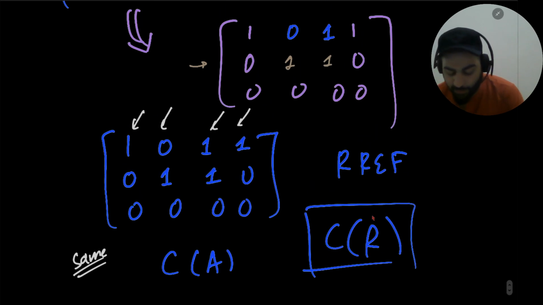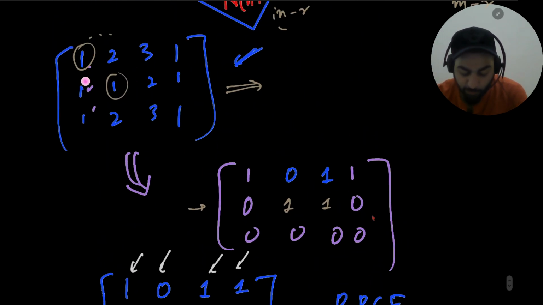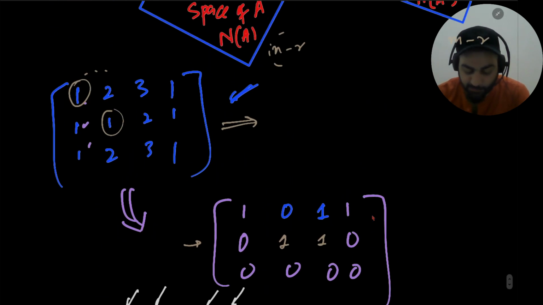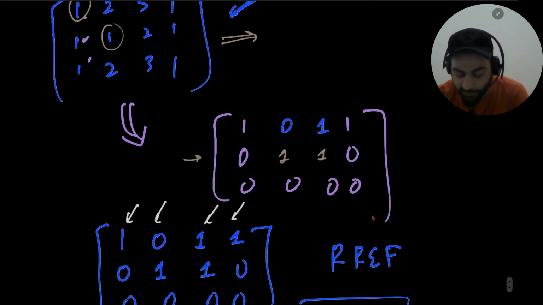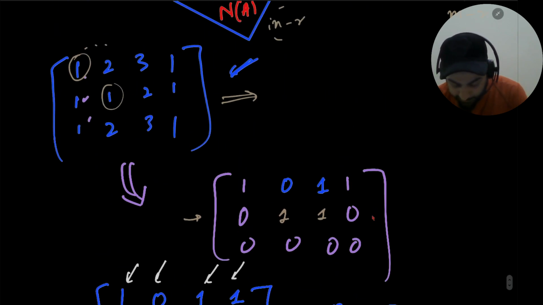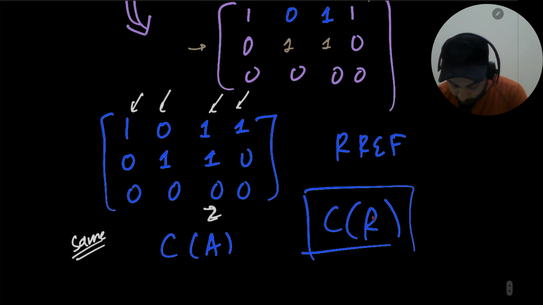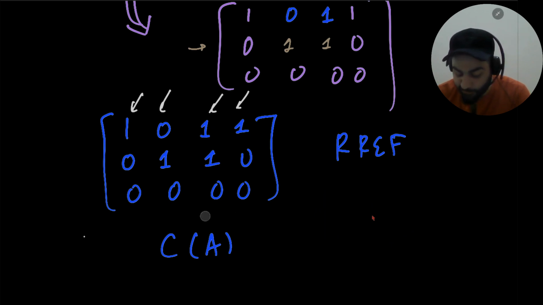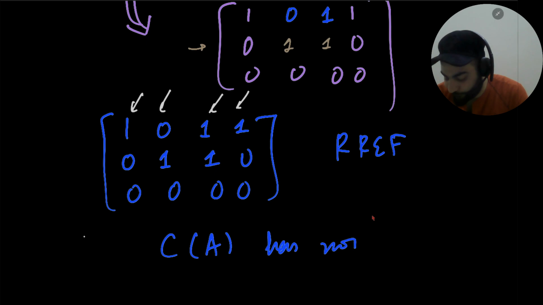Because how I got this, for example, if I need to get 1 1 1, I'll just add this and this, I'll get 1 1 1. If I need to get 2 1 2, I'll multiply this by 2, and 2 1 2. Is 2 1 2 possible? So that means the column space has not remained the same, right? So we establish the column space has not remained the same.